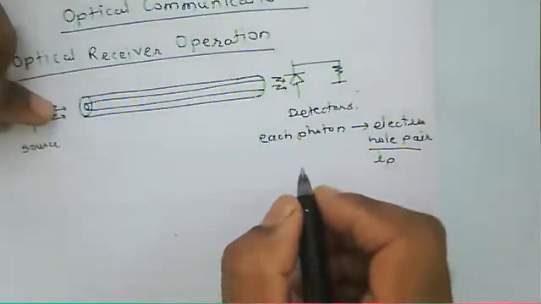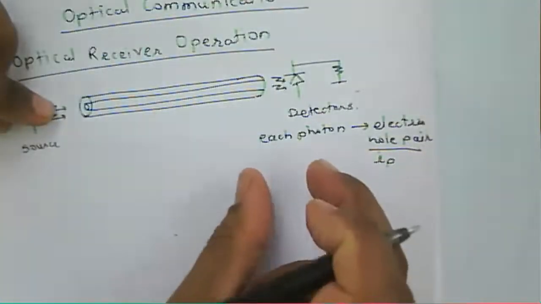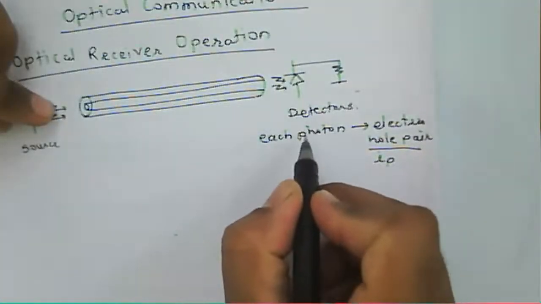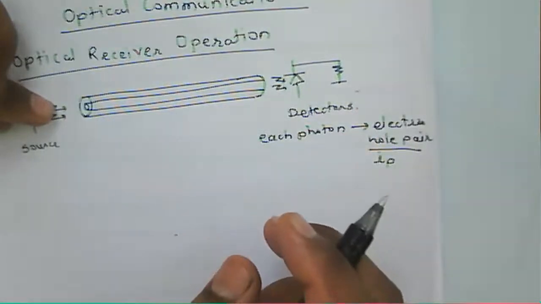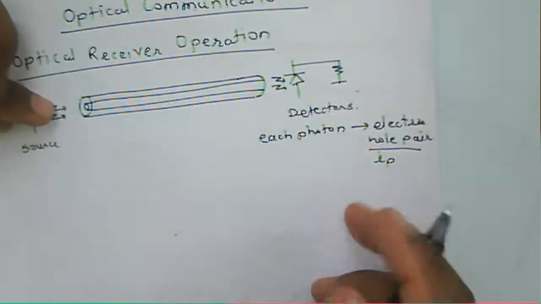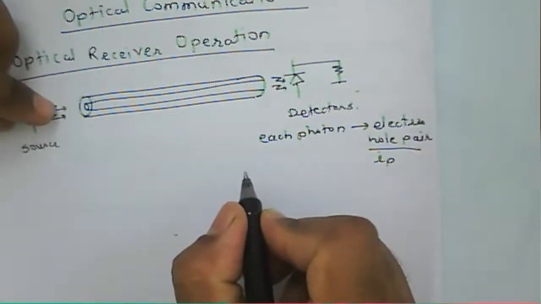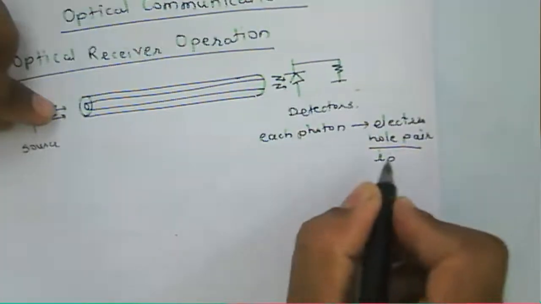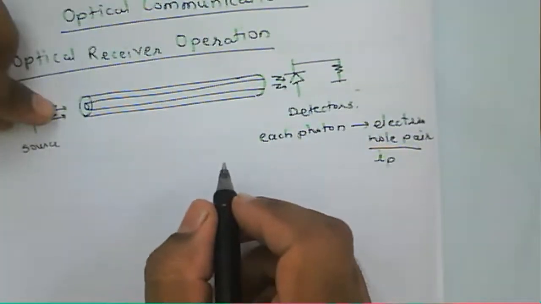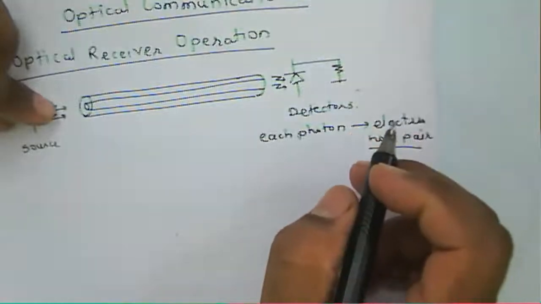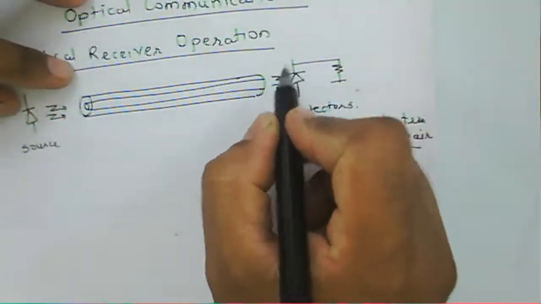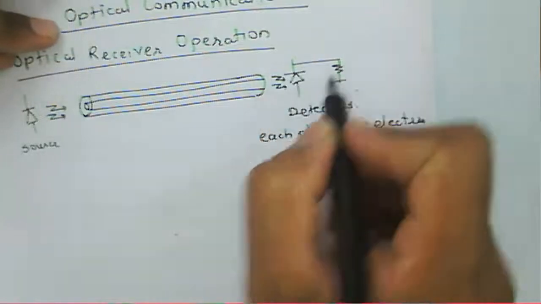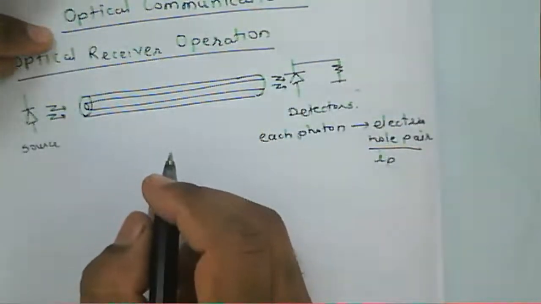Now, in the case of the avalanche photodiode, a single photon generates multiple electron hole pairs. That is the multiplication process in an avalanche photodiode. In that case, the current is different. According to the type of detector device we are using, we get the current accordingly.